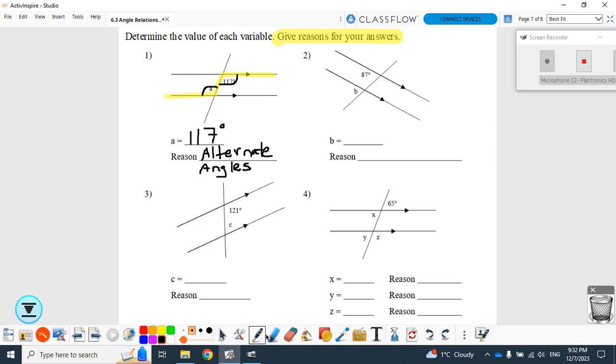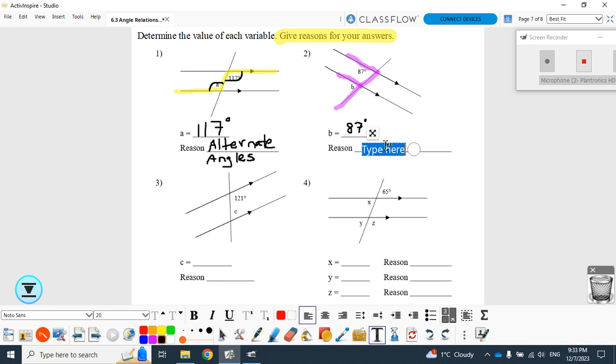Okay. Number 2, we got 87 and B. So, how can we do this? We got parallel lines, which is really nice. This is the armpit over here. So how about this backwards F like that? Right? This is 87. Therefore, angle B must also be 87 degrees. And what's the reason for that? Well, let me type it. It is corresponding angles. That's the reason right there.